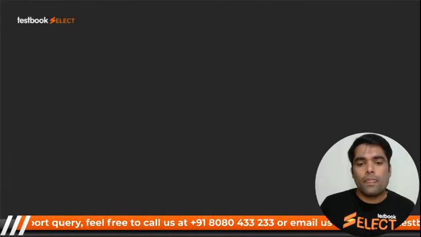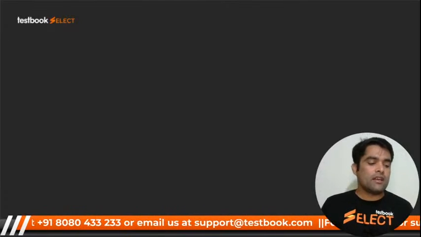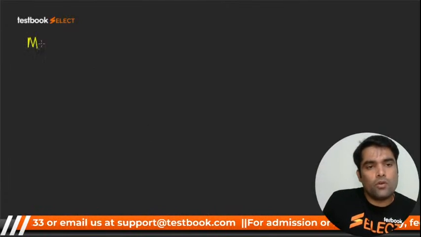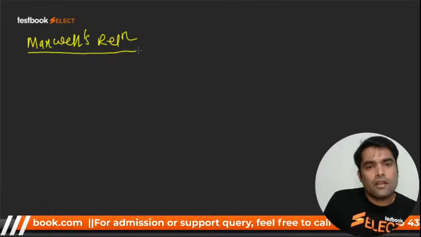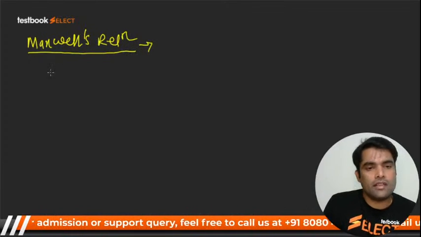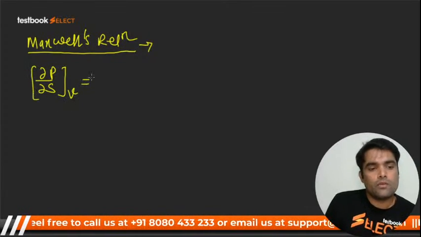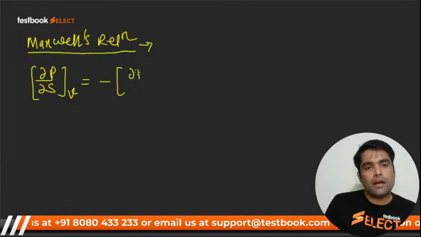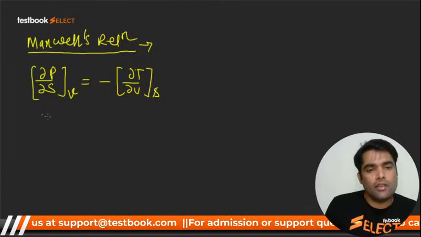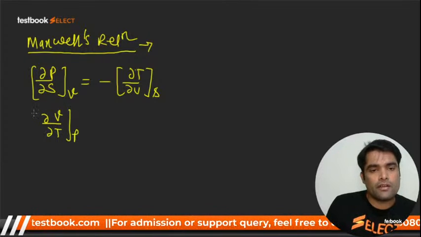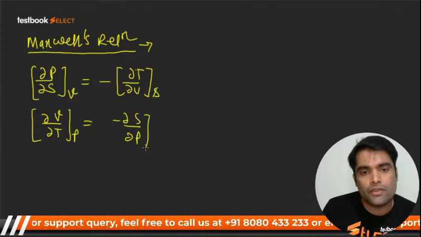Now, my dear, we are going to deal with thermodynamic relations. So first of all, I will go for Maxwell relations. Right? We have this first one: del P by del S at constant volume is equal to minus del T by del V at constant entropy. Second one, my dear: del V by del T at constant pressure is equal to minus del S by del P at constant temperature.